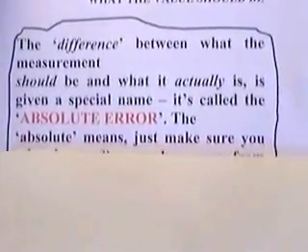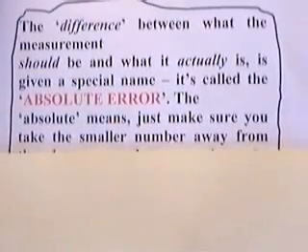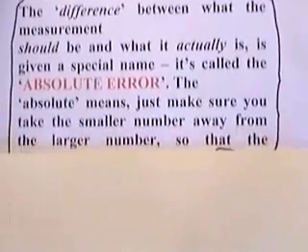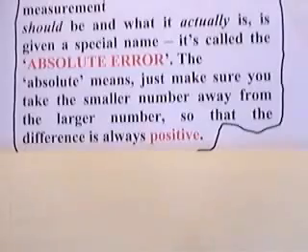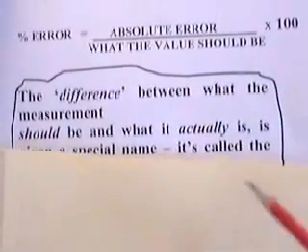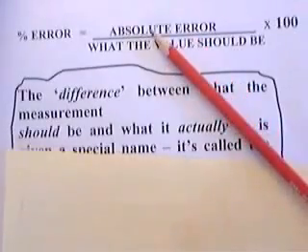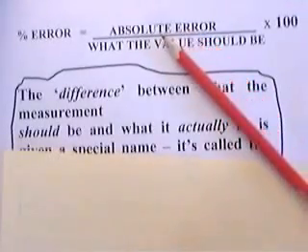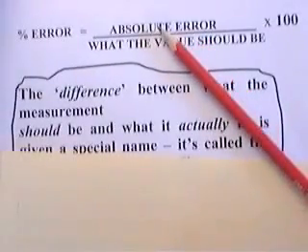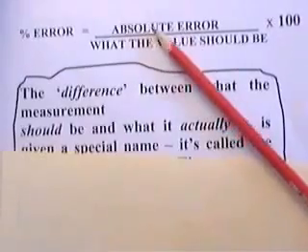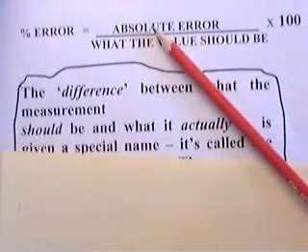Now, the word absolute means you've just got to make sure you take the smaller number away from the larger number so that the difference is always positive. In other words, this is called the absolute error because we always take the smaller number away from the larger number to make sure that this numerator has a positive value. That's all it means. But this is just the difference between what the measurement actually is and what it should have been.